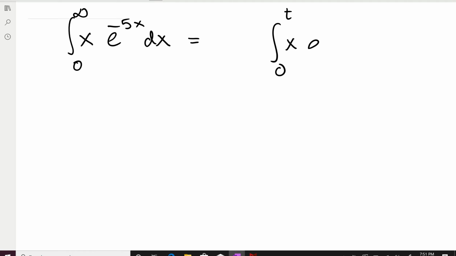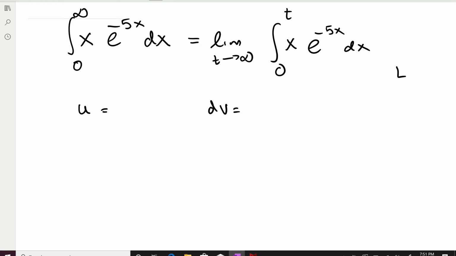The integral of x times e to the negative 5x, and let's take the limit when t goes to infinity. So I wrote the integral in proper format. Now to integrate x times e to the negative 5x, we need integration by parts. So we have to choose u and we have to choose dv.